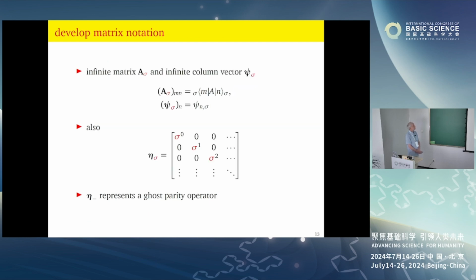So I'm going to try to set up a matrix notation. Let's introduce an infinite matrix bold A and an infinite column vector bold psi. The components of these objects are, in the first case, just the matrix elements of the operator, and in the second, these expansion coefficients. I also will introduce a matrix bold eta, which just has powers of sigma on the diagonal. In particular, eta minus is the ghost parity operator in the occupation number basis.